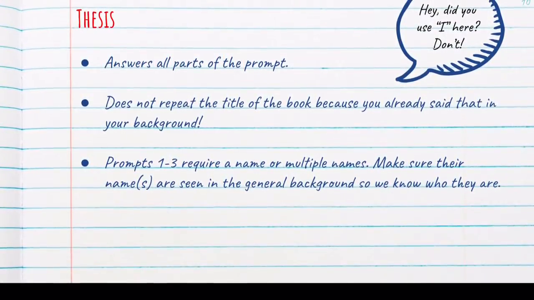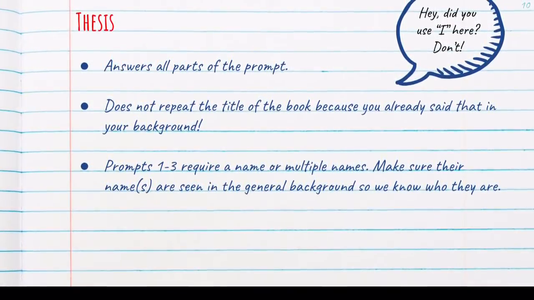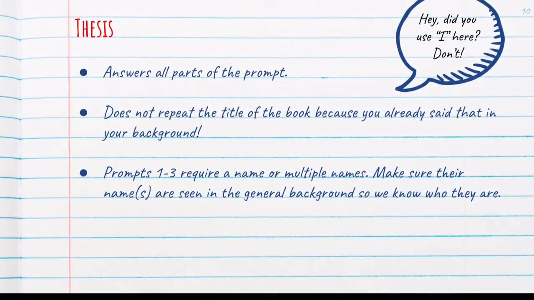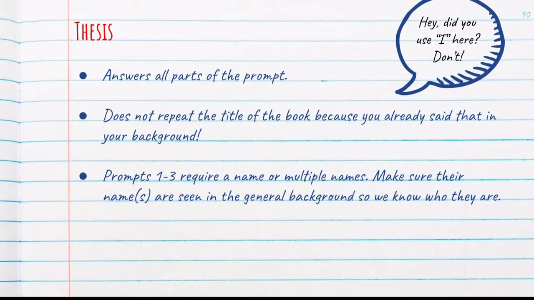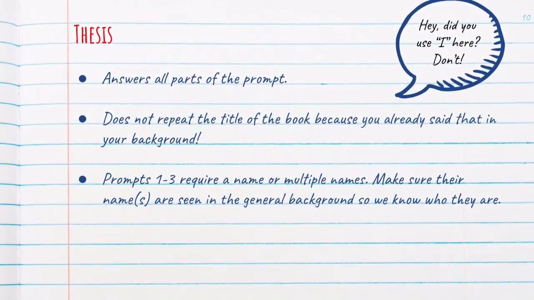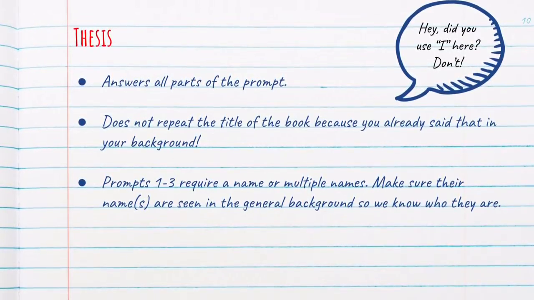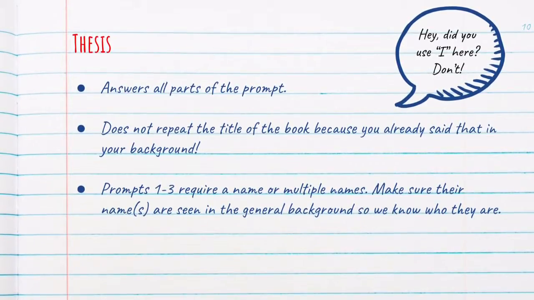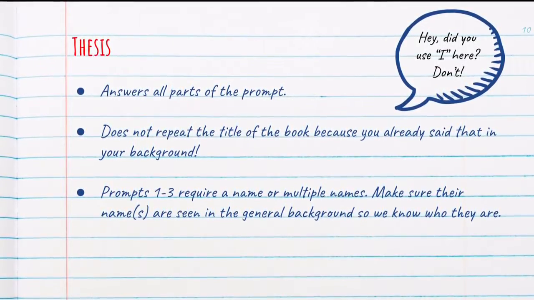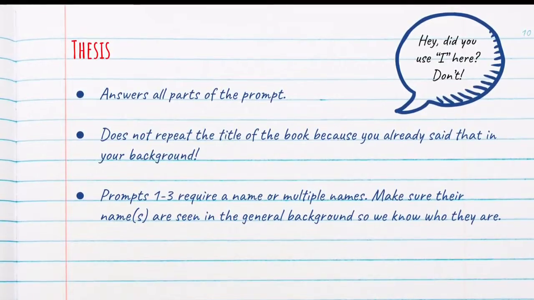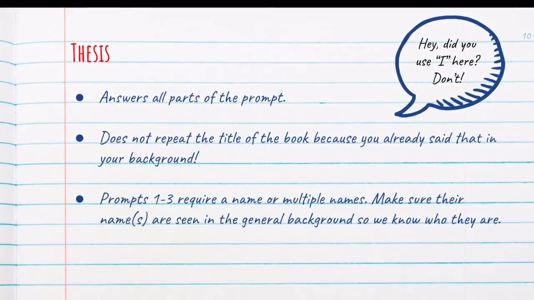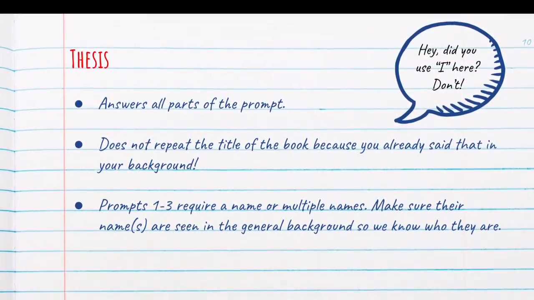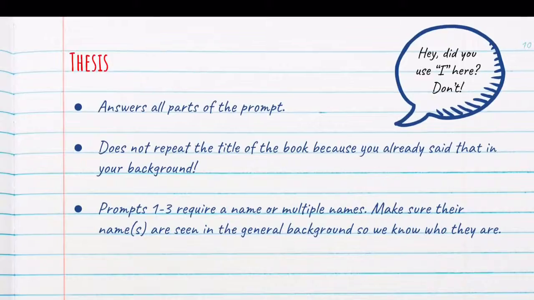Last but not least, we have our thesis. This is going to range from topic to topic and person to person. We want to make sure that our thesis is the very last sentence of our introduction and is only 1 sentence. Again, that is the very last sentence of your introduction and only 1 sentence. In your thesis, make sure that you do not repeat the title of the book because you already said that in your background. Make sure that you don't talk about your writing in your thesis, like, I'm going to be writing about, or you are going to read this in my essay. Avoid first-person pronouns. Review yours now.